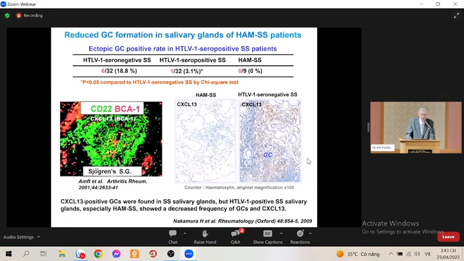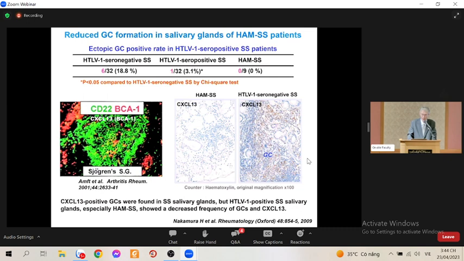This slide shows the reduced germinal center formation in salivary glands of HAM-SS patients. In HTLV1 seropositive SS patients, the ectopic germinal center positive rate was significantly low compared to HTLV1 seronegative SS patients, and 9 HAM-SS patients had no germinal center formation, and HAM-SS patients had no CXCL13 expression compared to the right panel of HTLV1 seronegative SS patients.